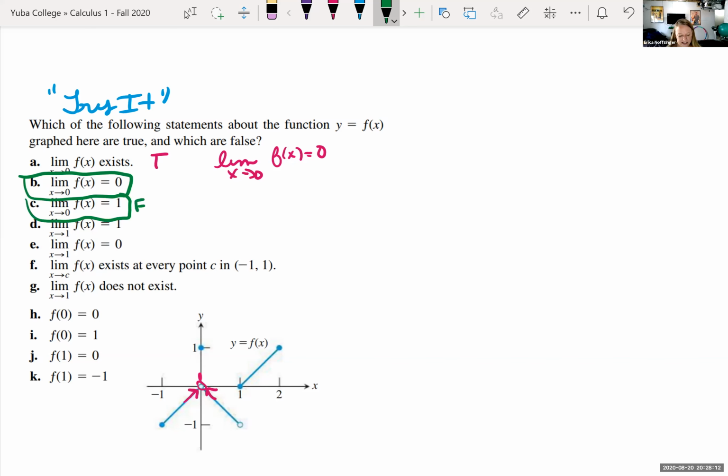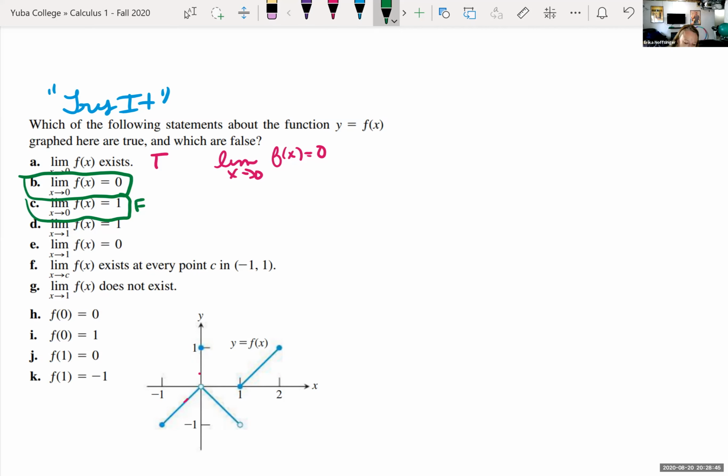Okay, what about the limit as x approaches 1? Is that equal to 1? I wouldn't think so. I think it's true for the right side, but wait. Oh no, for the left side, yeah, but not the right side. Wait, I think I'm thinking wrong. Yeah, no limit.